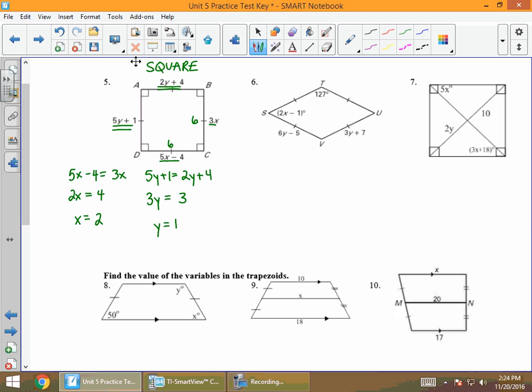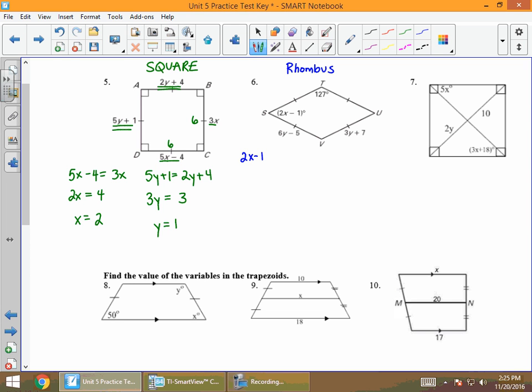Number 6, as I look at this picture, I can see that all four sides are the same. And a quadrilateral in which all four sides are the same is called a rhombus. And nice things about a rhombus are the opposite angles are congruent. And as with all parallelograms, consecutive angles are supplementary. So that's actually how I'm going to find the x. I'm going to say that 2x minus 1.